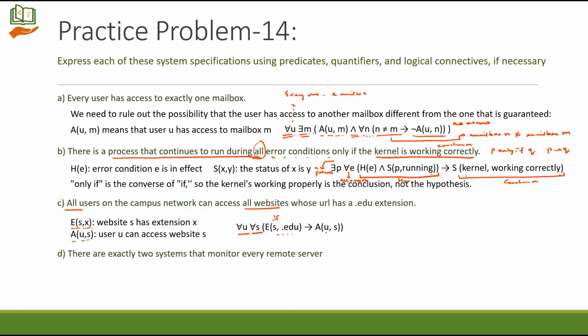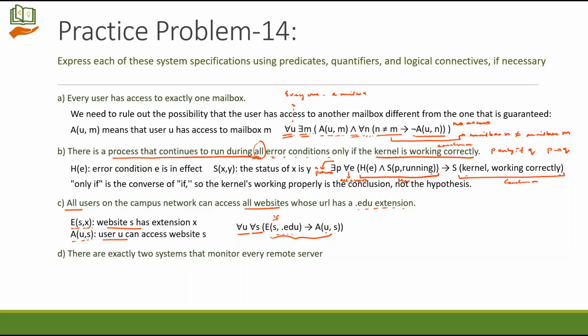So here they have given user U and website W. We are using the universal quantifier in both the places, so we are not worried about the order. In this case, this is also a conditional statement because only when the URL has the edu extension, all users are supposed to access it. What about the final statement?